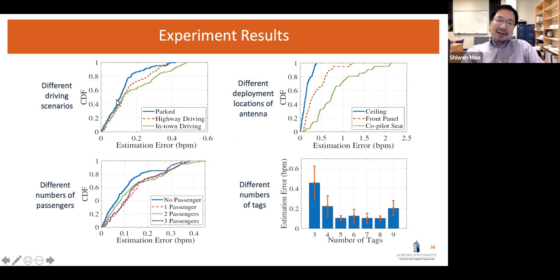These 3 curves are the corresponding cumulative distribution function of the respiration rate estimation error. You can see the system has been quite accurate in all these 3 cases. In-town driving is the most challenging case, because there are a lot of traffic stops, and you check for traffic and turn at the corner.